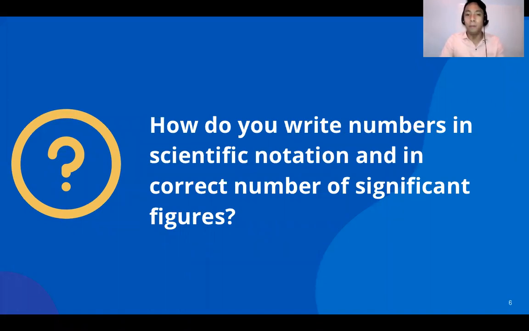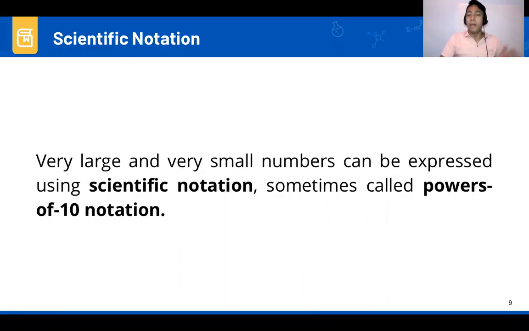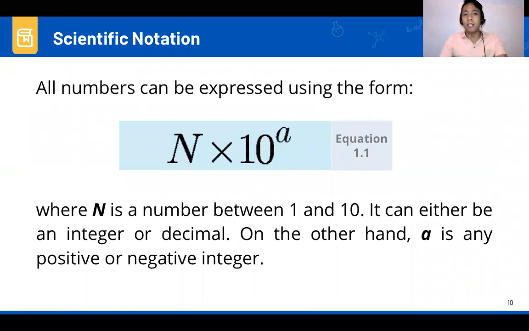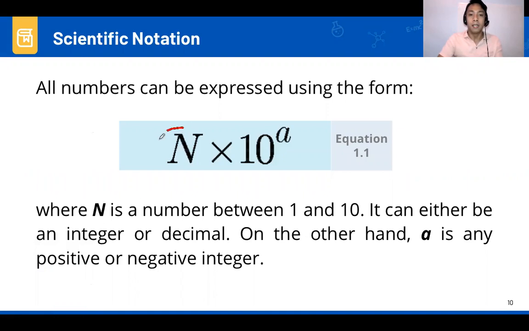Now, how do we write numbers in scientific notation? This will be our basis, our formula, on how we can write a scientific notation. We have here a big letter N, and this is the symbol for multiplication, the times, and of course, in scientific notation, this is what we call the constant.